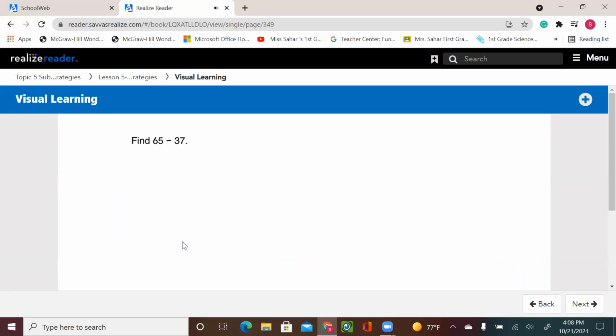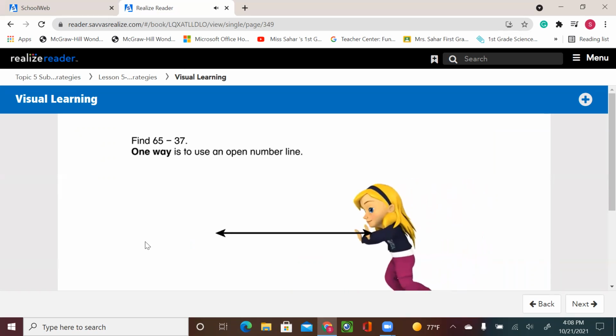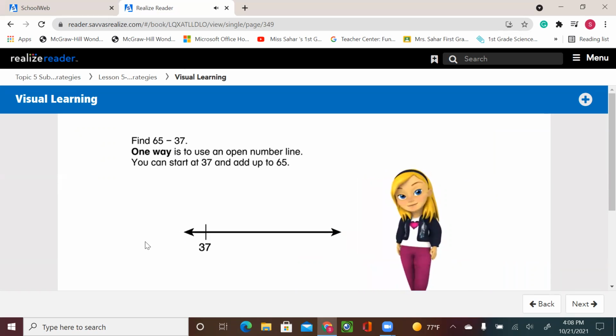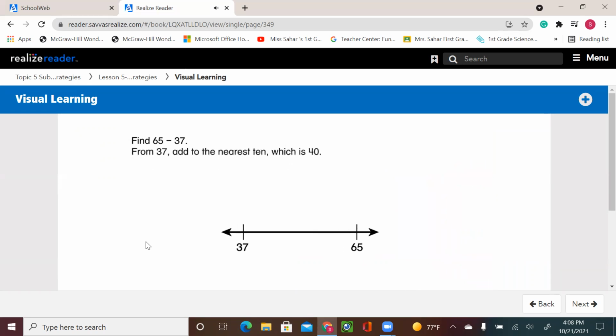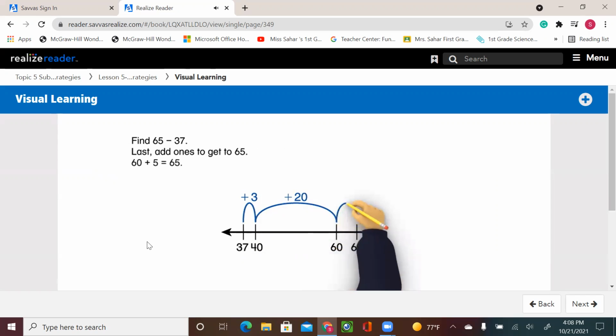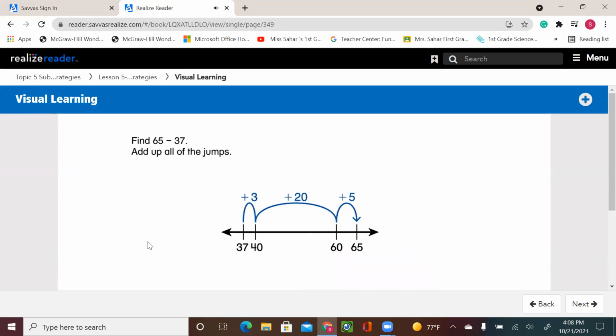Find 65 minus 37. One way is to use an open number line. You can start at 37 and add up to 65. From 37, add to the nearest 10, which is 40. 37 plus 3 equals 40. From 40, add up to the 10 closest to 65. 40 plus 20 equals 60. Last, add ones to get to 65. 60 plus 5 equals 65. Add up all of the jumps. 3 plus 20 plus 5 equals 28. So 65 minus 37 equals 28.